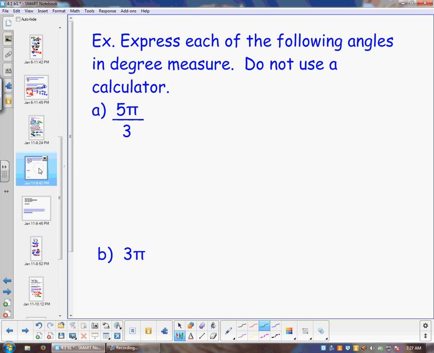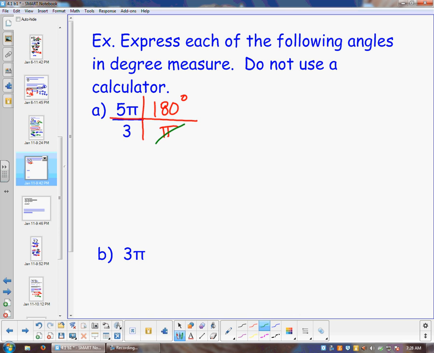All right, and then we can also convert from radians to degrees. So let's take a look at an example of that. If we want to convert 5 pi over 3 radians to degrees, remember the idea is that we would multiply by 180 degrees over pi radians.